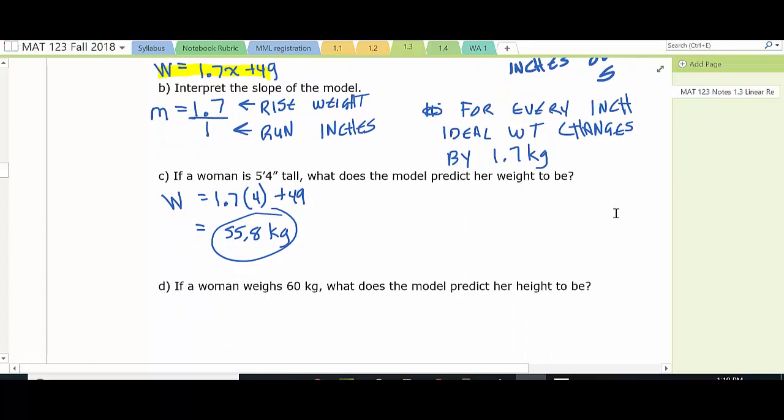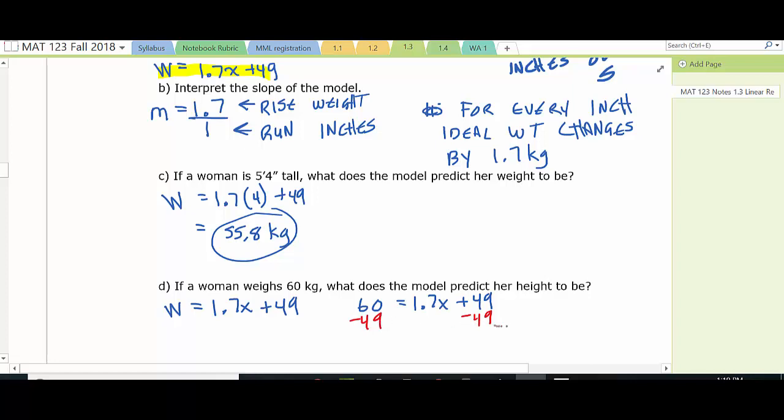It says, if a woman is 60 kilograms, what does the model predict about her height? So basically we've got the model. The model, again, is 1.7x plus 49. What are you going to do with the 60? Where does it go? That's a weight, right? So you're going to put the 60 in there, and you're going to have an equation that you have to solve for x. And that x is going to be inches. So what we'll have is 60 equals 1.7x plus 49, and then we can crunch out the equation.